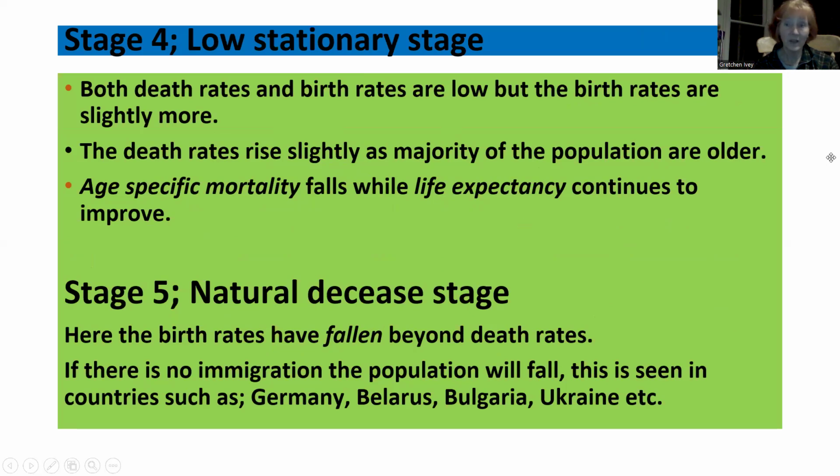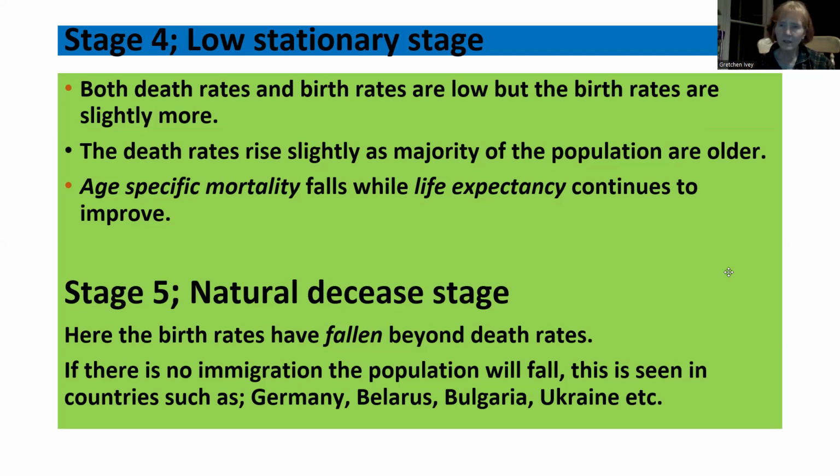Okay, so stage 4 is actually called the low stationary stage. And we are going to also look at stage 5. So basically, both death rates and birth rates are low, but birth rates are slightly more. So the UK could be considered stage 4 based on that, because we do have low birth and death rates, but our birth rate is just past the death rate. Death rates rise slightly as the majority of the population are older. Age-specific mortality falls while life expectancy continues to improve.